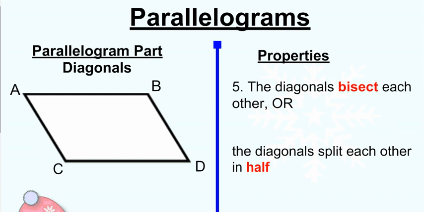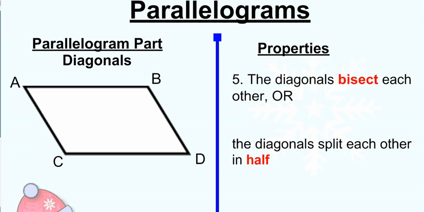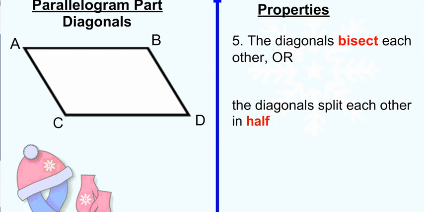The last part of parallelograms is their diagonals. They also have special properties. Again, we have to remember all of the properties, so my suggestion to you is to maybe make some flashcards or maybe a foldable to help you remember the properties. So the diagonals of a parallelogram, they will bisect each other. Remember, the word bisect means to cut in half. So if we're cutting something in half, right, it means both of their parts are equal.